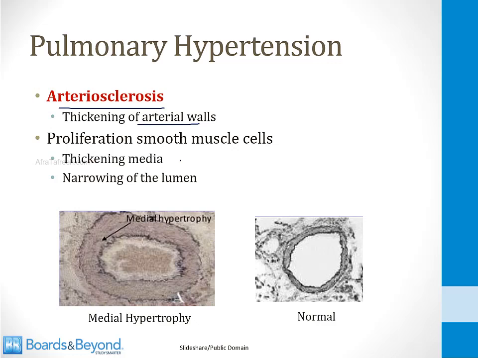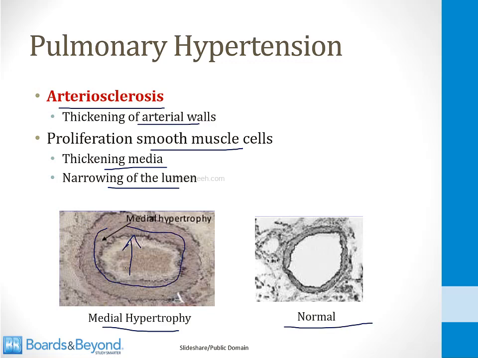This occurs because chronic blood pressure elevation in the pulmonary arteries causes smooth muscle cells to proliferate. This thickens the medial layer of the pulmonary artery and narrows the lumen. So if you look at this picture on the screen here, this is an example of medial hypertrophy next to a normal example on the right. And you can see that the medial layer here is thickened, and that's going to narrow the lumen for blood flow, which is going to make blood flow through the lungs even worse.